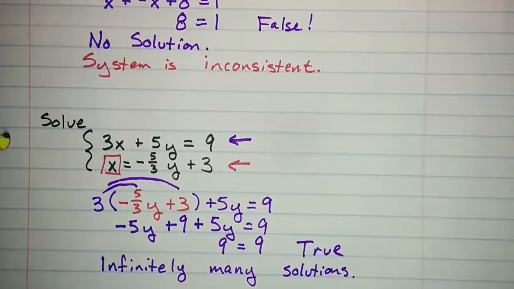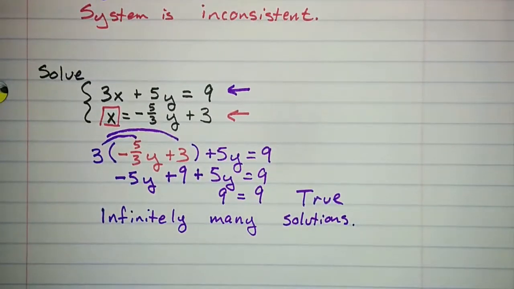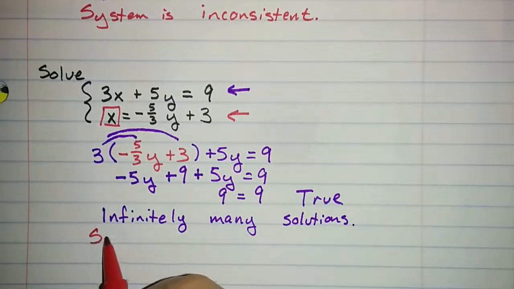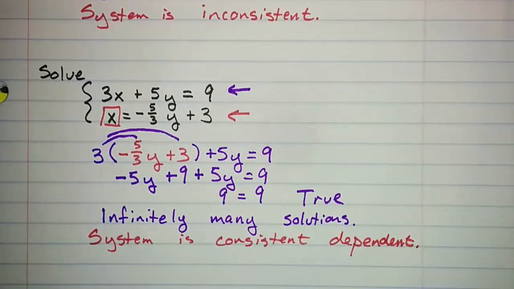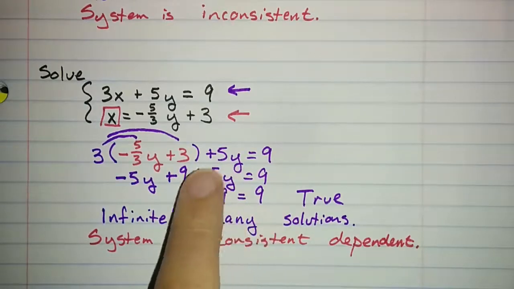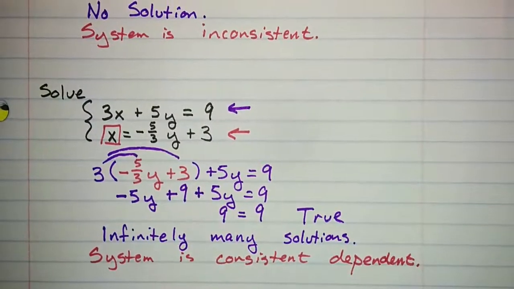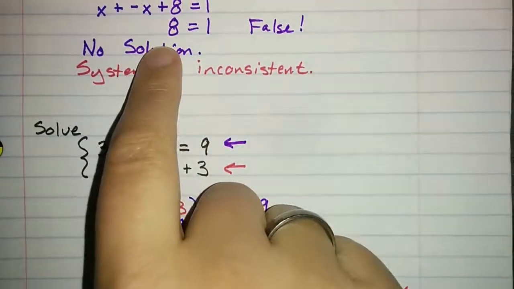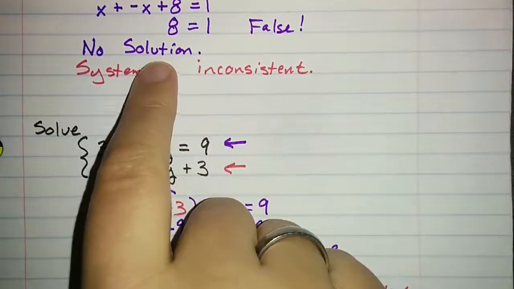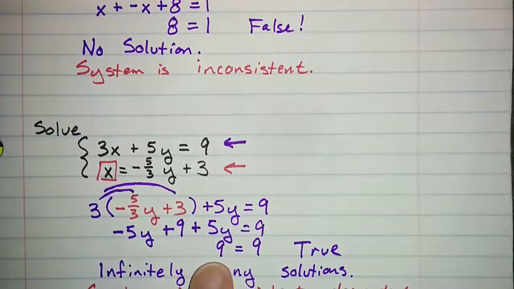That is, what do we call a system like that? The system is consistent dependent. So when we had the consistent independent systems, the ones with just one solution, we eventually found a value of the variable this way. If we get a number equals a different number, there's no solution. If we get a number equals the same number, there are infinitely many solutions.